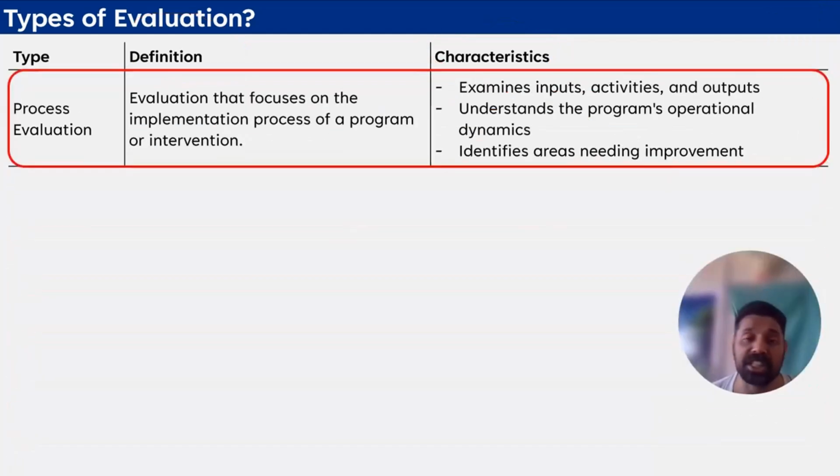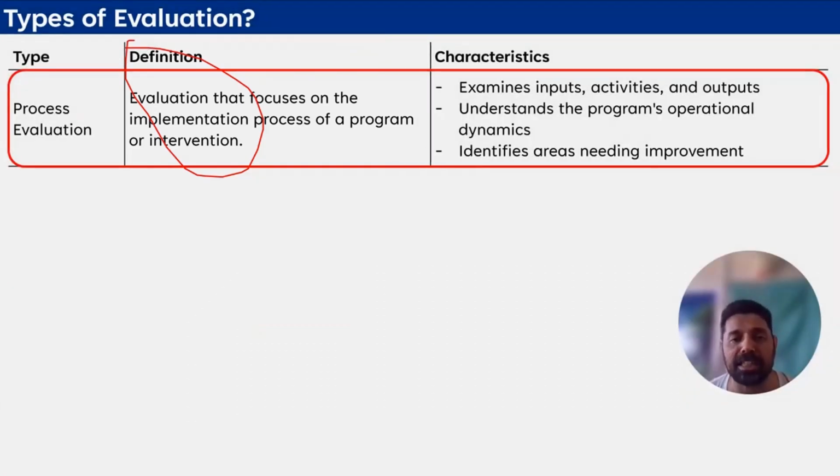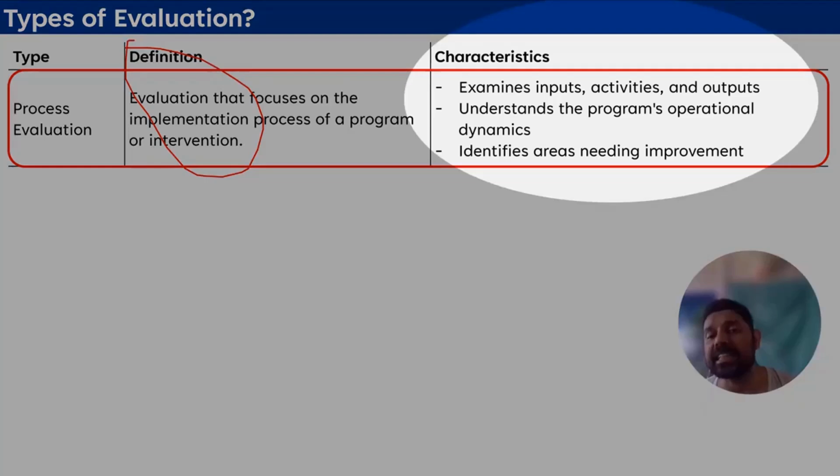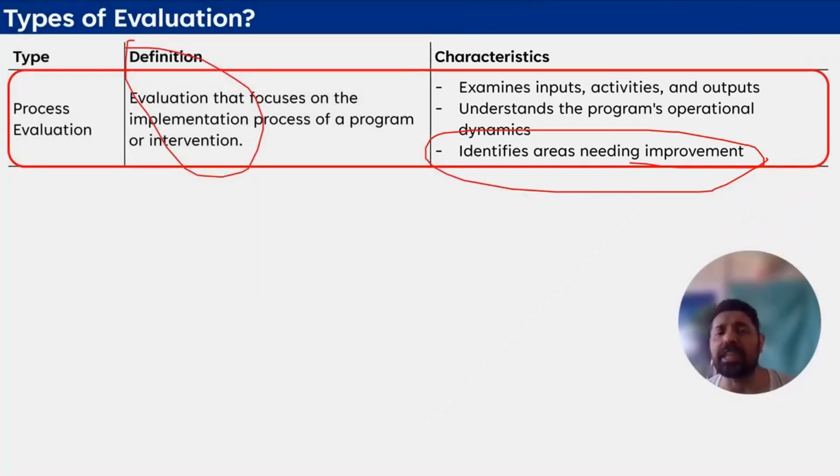Similarly, process evaluation. Here you can see the definition of process evaluation. As we discussed, it is evaluation that focuses on the implementation process of a program or intervention. So the focus of this type of evaluation is on implementation. What are its characteristics? For example, examining inputs and activities, understanding the operational dynamics, and identifying areas needing improvement. Some of the characteristics, but its focus is on the implementation process, not on the objectives and outcomes.